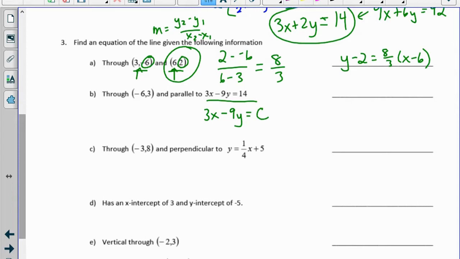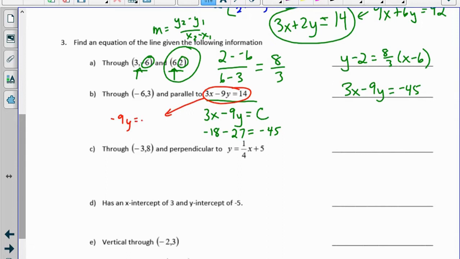So if I substitute in -6, I will end up with negative 18. And if I substitute in 3, I will end up with negative 27. So that ends up being negative 45 for c. So I could keep 3x minus 9y equals negative 45. But for many of you, it's probably easier to transform this into slope-intercept form.